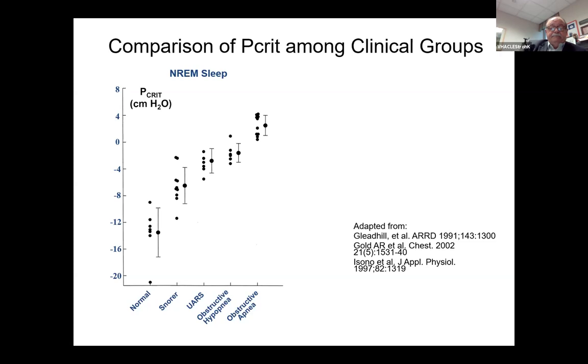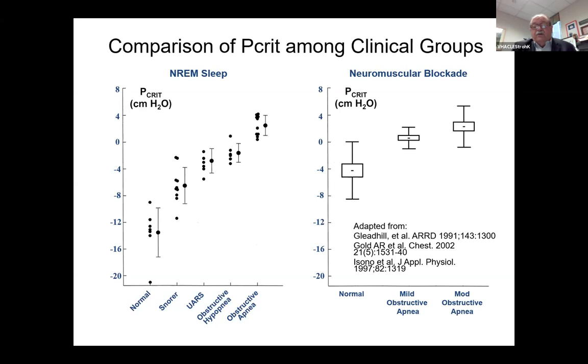And what's interesting here is that this is a group that Sono did when he was anesthetized and given succinylcholine to take all muscle activity away. It's mapped on the same axis as the one on the left. So on the left, you're in non-REM sleep. On the right, you're in neuromuscular blockade and anesthetized. And you have moderate obstructive apnea and mild obstructive apnea. So I look at the moderate obstructive apnea. That is, people have a lot more apneas. The closing pressure is plus 2. And in non-REM sleep, that is plus 2. Huh. So it's about the same. But if you look at the normals, you find that their closing pressure is negative 4 when they're anesthetized, and it is negative 12 when they're unanesthetized.